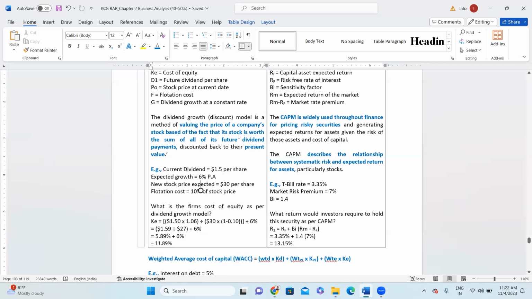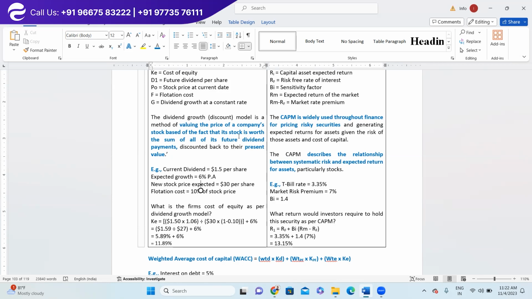So how do you do the calculation? There's an example for it. T bill rate, that means treasury bill rate. The treasury bill rate is generally considered the risk-free rate. If you say in India, the interest rate which you receive on a fixed deposit, right? A fixed deposit is almost risk-free, or any government bonds. In the same way in the US, it is called a treasury bill. So any interest rate on a treasury bill is generally considered the risk-free rate of return.